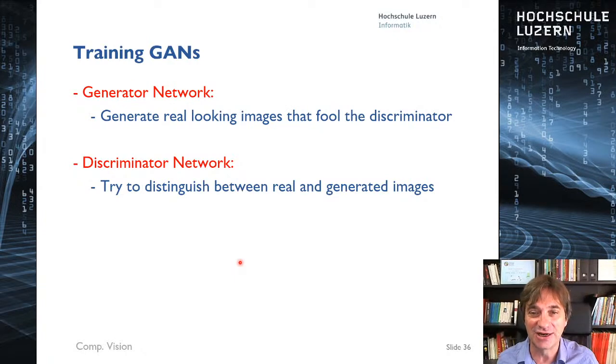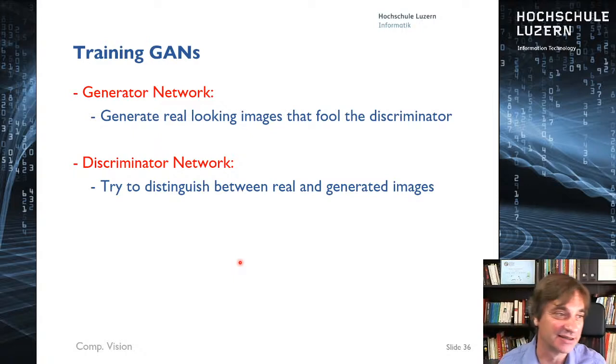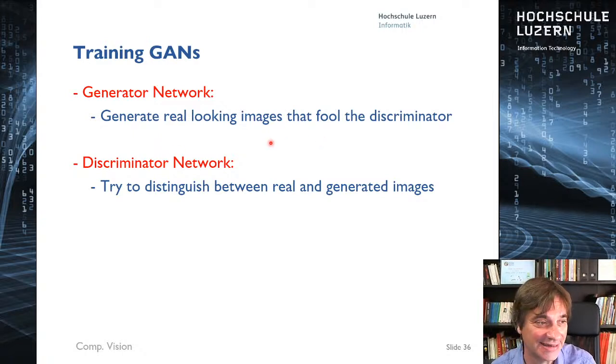So we actually now do the same with networks, and because we have those two agents, we also need two networks. So the generator network tries to generate real looking images so that they can fool the discriminator. The discriminator, also a network, gets as input an image, and it has to say whether it's a real image or a generated image. And so it tries to learn to distinguish between the real and the generated images.